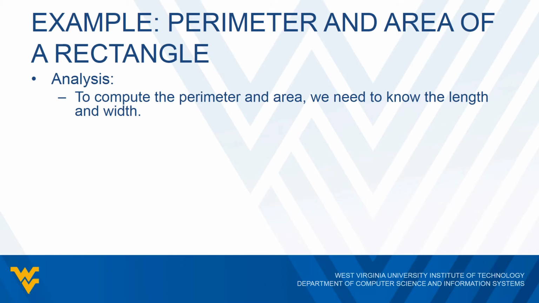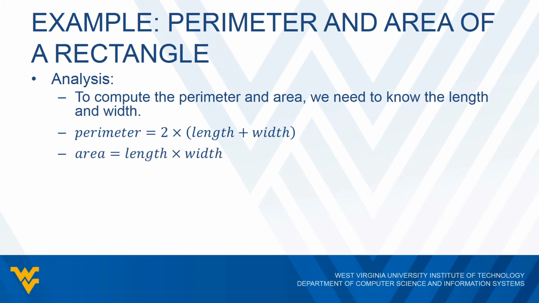The formula for the perimeter is just 2 times the length plus width, or you can say 2 times the length plus 2 times the width. Either one is fine. And to compute the area of a rectangle, you would take the length and multiply it by the width. This should be all the information we need. We need to know the length and the width of the rectangle, and we need to know how to compute the perimeter and the area. So we've taken care of the analysis portion. Now we can move on to creating our algorithm.